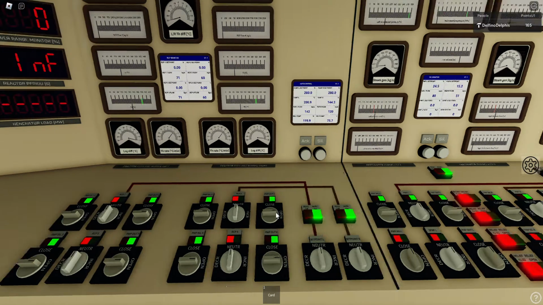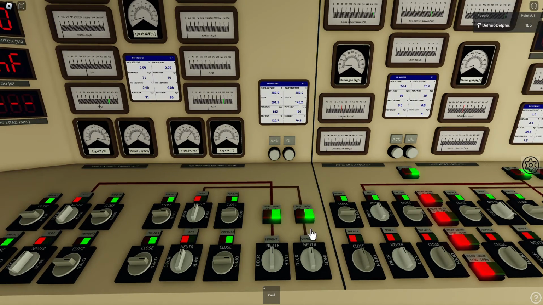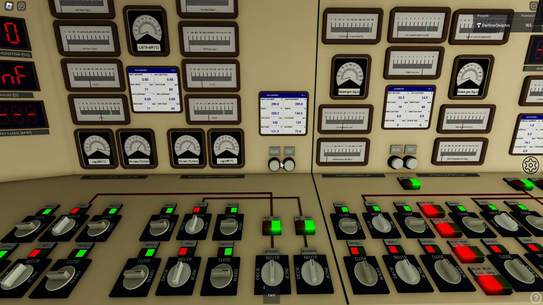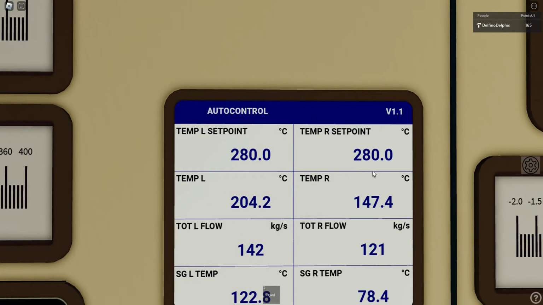This is auto control for the left and right leg. Here you have the set points where you can set the desired temperature.